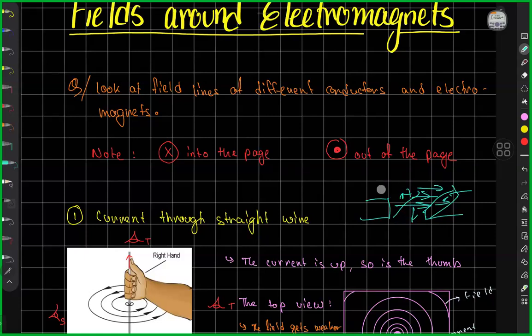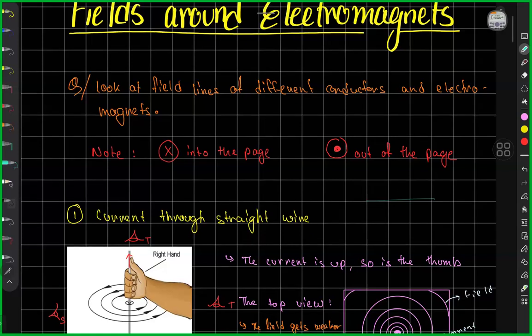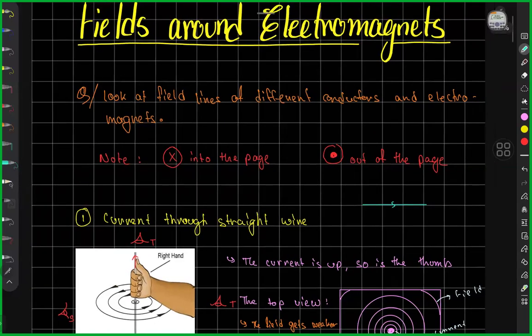But life isn't this easy. You will often have cases where they say, I'm trying to create the situation. Current is in this direction, and force felt on this is upwards. What is the direction of field, magnetic field?